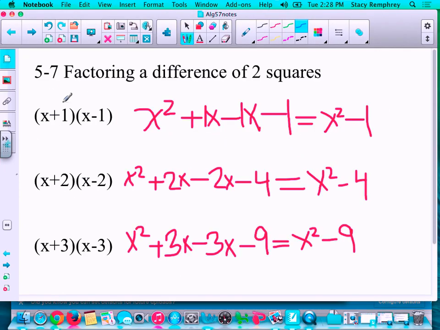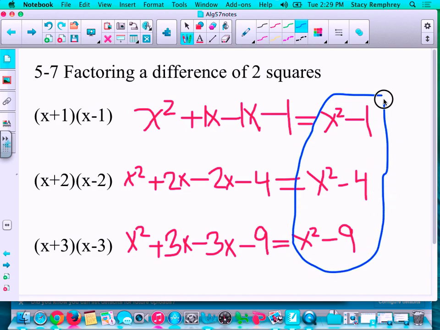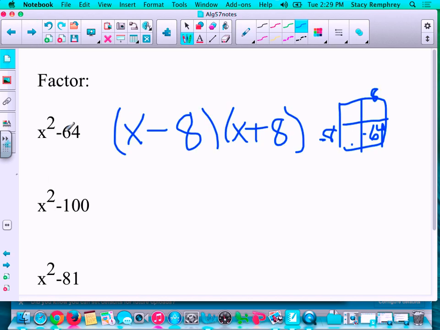Okay, so what I did here first was I multiplied x plus 1, x minus 1, x plus 2, x minus 2, x plus 3, x minus 3. If you multiply them by the area of the distributive model, you'll see the same thing. And what's important to notice is when I multiplied these out, they resulted in a binomial, that every time that middle term canceled itself out because I ended up getting the same thing but a positive and a negative version. We're going to use that idea as we factor.